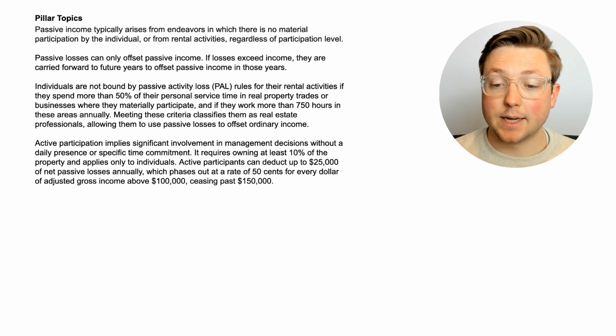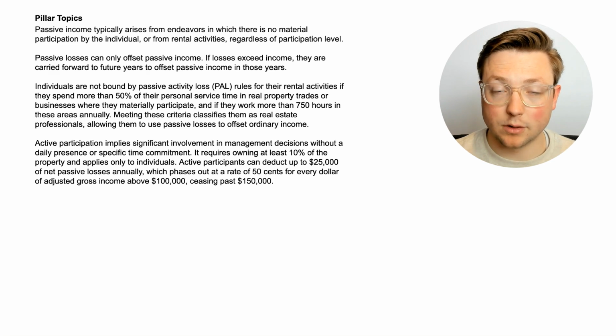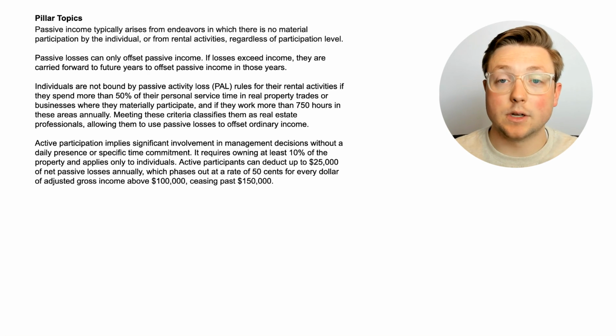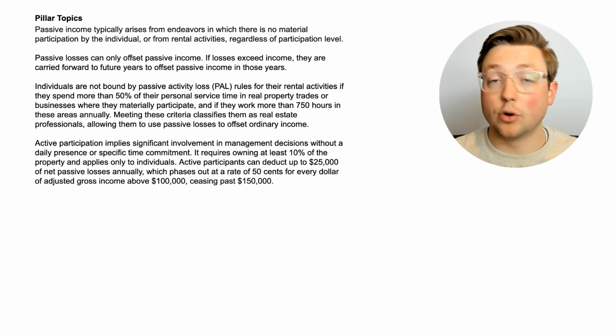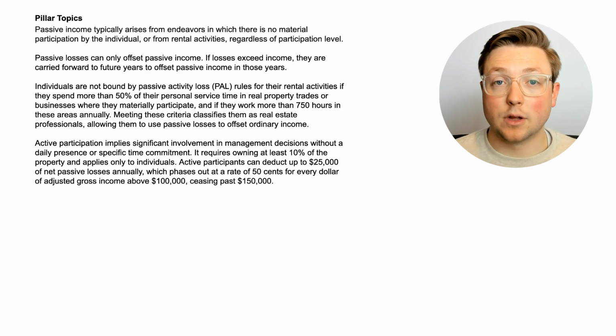Active participants can deduct up to $25,000 of net passive losses annually, which phases out at a rate of 50 cents for every dollar of adjusted gross income above $100,000, ceasing past $150,000. Once you're above $150,000 of MAGI, then you don't get to take this awesome $25,000 deduction, and the net passive losses are not able to be deducted against ordinary income at all and have to be carried forward to future years.